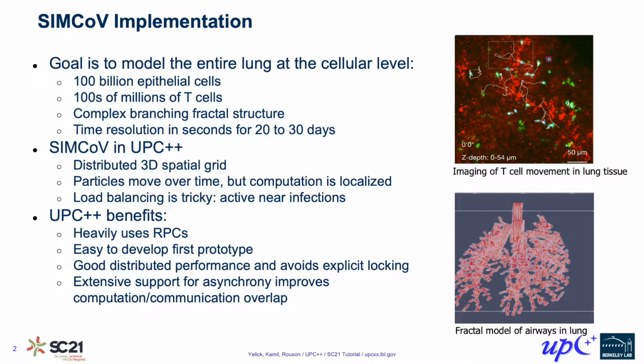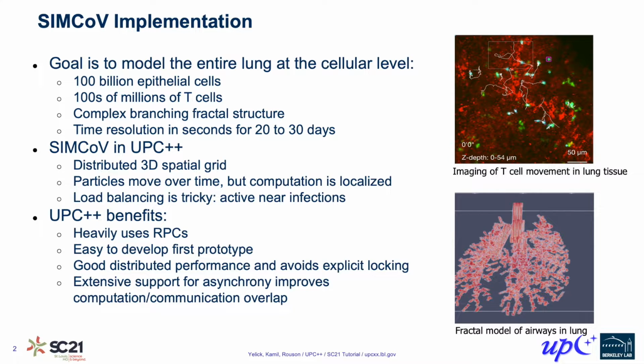There is a heavy use of RPCs in this application. As an agent moves between domains, it's easy to accomplish that movement with RPC and then to have the other processor that receives that agent pick it up and perform the computation on it. It was very easy to develop the first prototype of this, and it produces fairly good distributed memory performance that avoids a lot of synchronization using the same semantics of RPCs that we've already talked about, namely that when one of the RPCs is executing on the remote side, you don't have to worry about synchronizing with other threads within that particular rank.